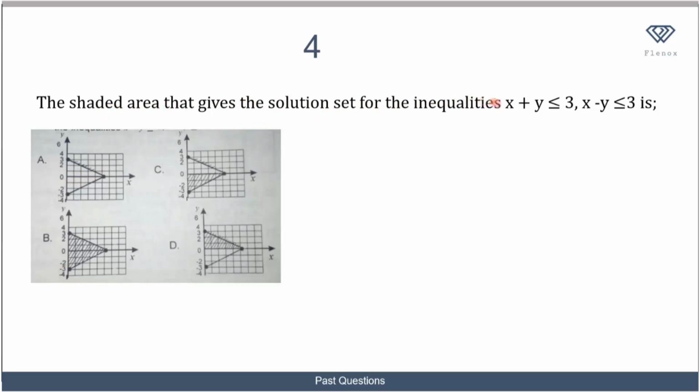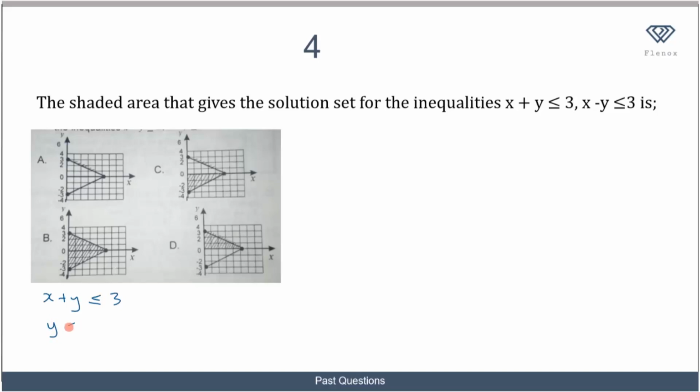So now what do we have to do? Like we've discussed before, we have to try to solve this, then we have to try to solve this, then we sketch both of them in a graph, and the area where both of them intersect is the desired result or the solution set. So first, let's start out with the first inequality over there. So we have what? X plus y is less than or equals to 3.